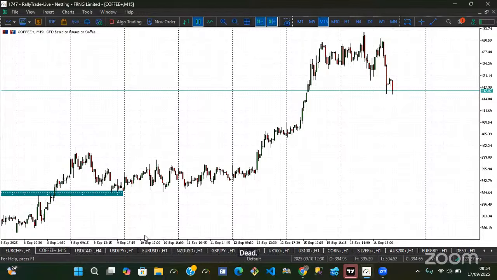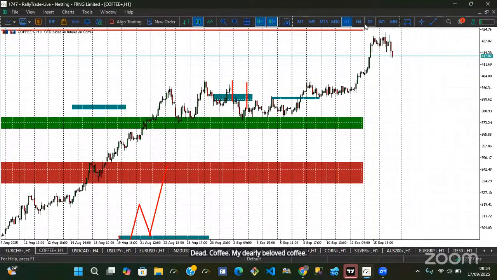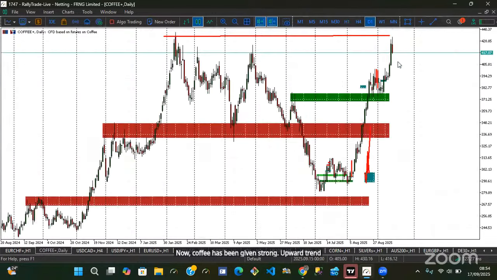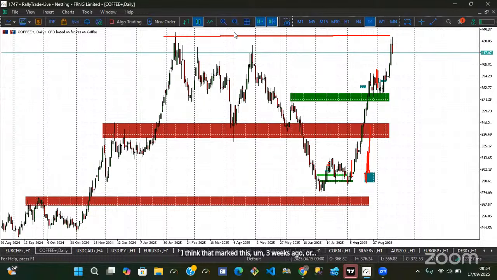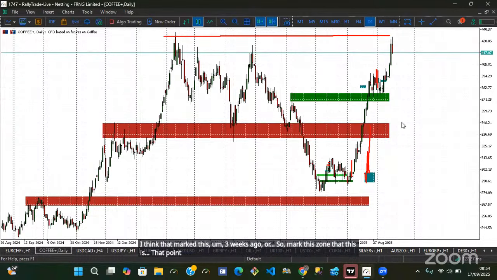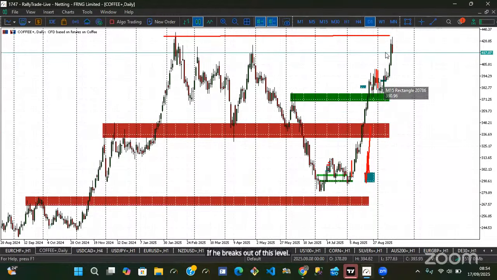Then coffee, my dearly beloved coffee. Now, coffee has been giving a strong upward trend, right? And I marked this zone, I think about 3 weeks ago or so. I marked this zone as the point I'm expecting it to get to. At the point where it broke out of this level, I said it's going to have a challenge here. If it breaks out of this level and you can retest, then this is where it's headed.